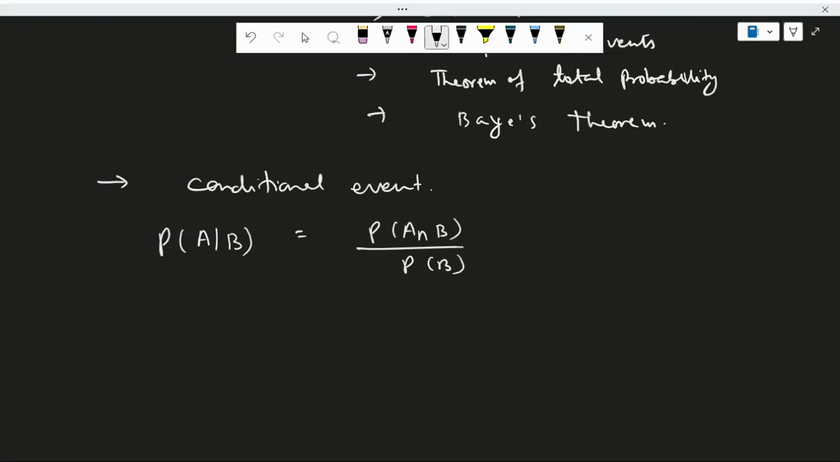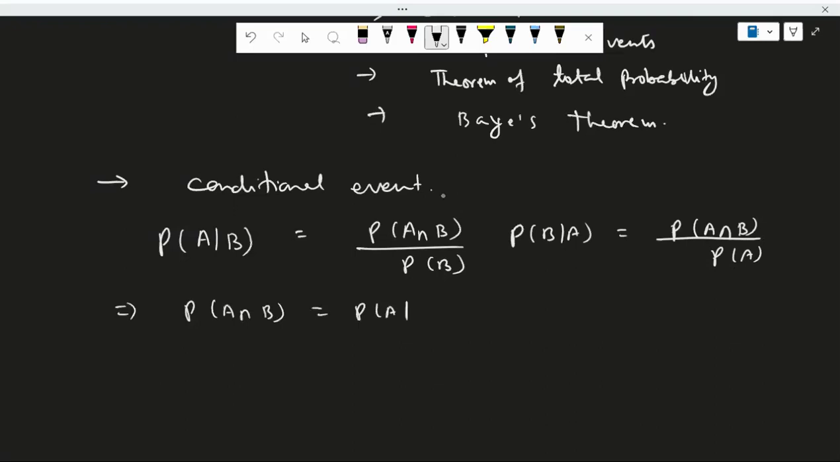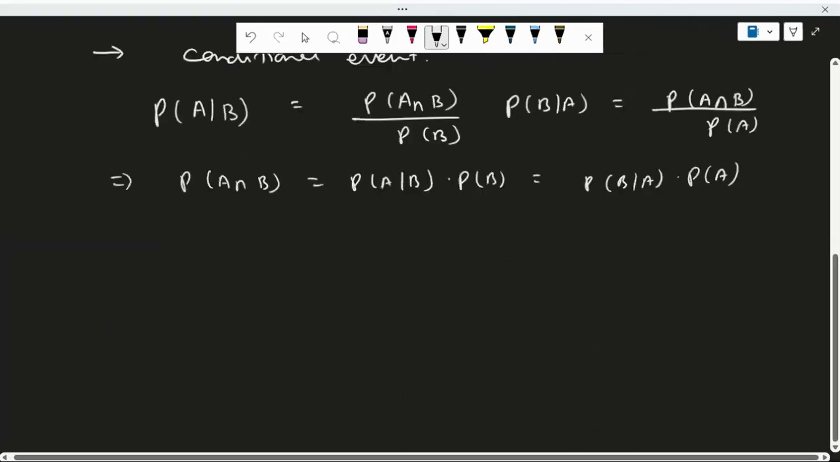Now we can also write P(B over A) is P(A intersection B) divided by P(A). And from these two formulas, we can also write P(A intersection B) equals P(A over B) into P(B), or we can also write P(B over A) into P(A). This is called conditional event.